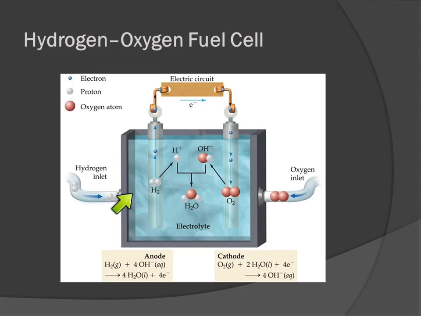So you have hydrogen coming in from one side, and you have oxygen coming in from the other side. And you've got one reaction happening at the anode and the other at the cathode. So hydrogen is being oxidized at the anode, and oxygen is being reduced at the cathode. And electric current then flows through. So a hydrogen-powered car is an electric car. It's just powered by a hydrogen-oxygen fuel cell instead of a conventional battery.